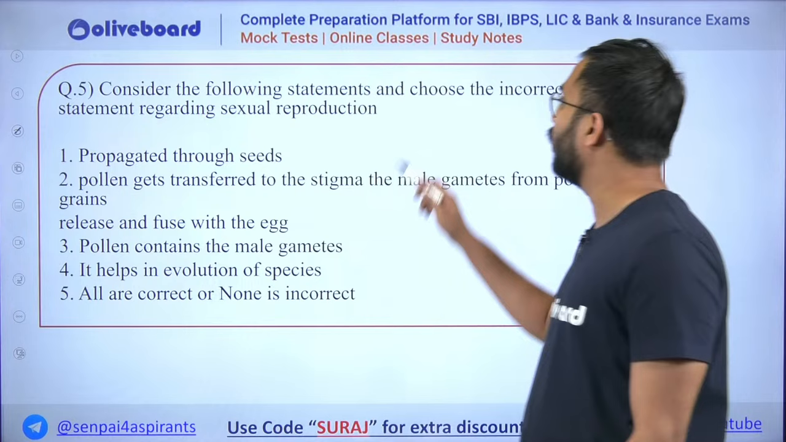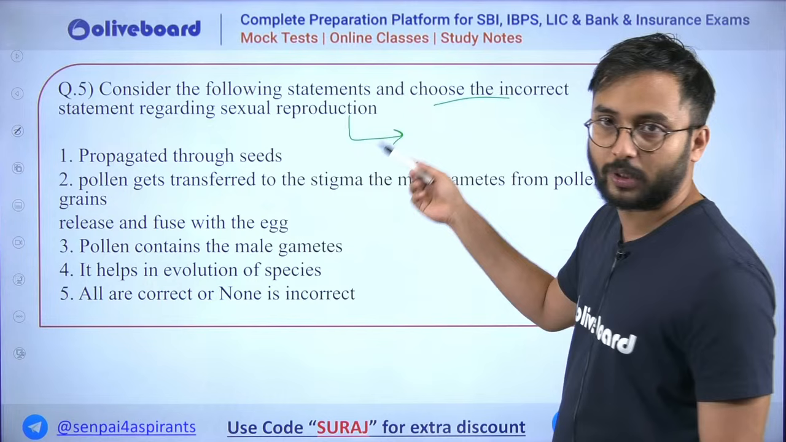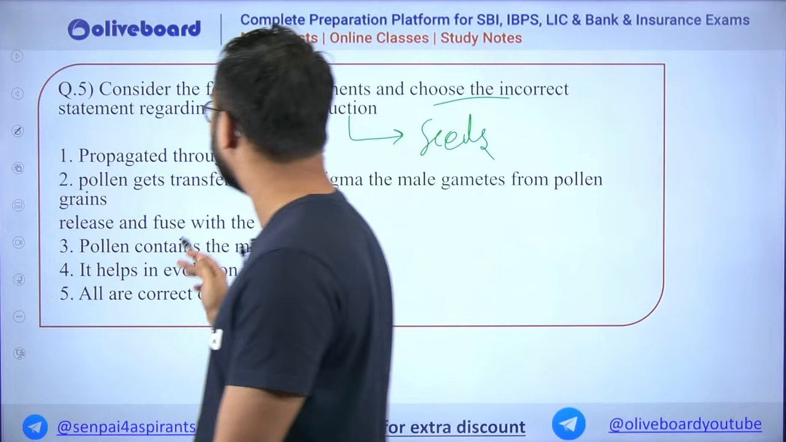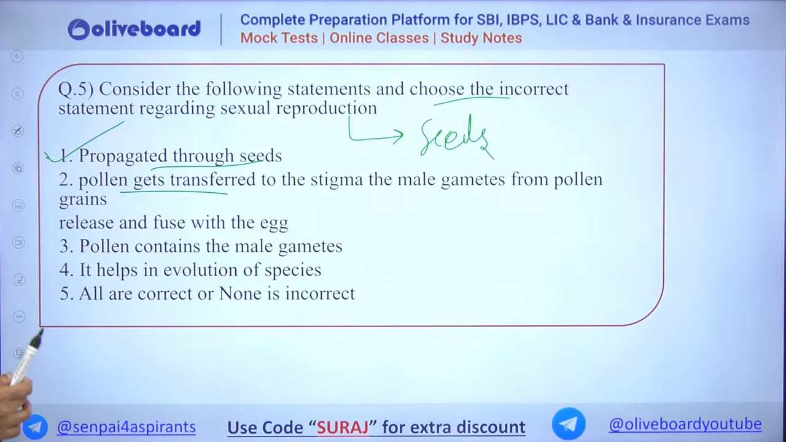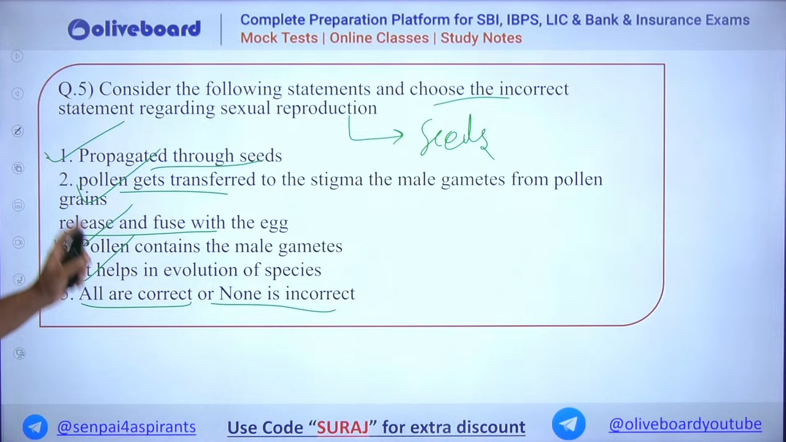Consider the following statements and choose the incorrect statement regarding sexual reproduction. Now, we are talking about sexual reproduction in plants. It is all related to seed pollination, seed germination, etc. Propagated through seeds, that is correct. Pollen gets transferred to the stigma, the male gametes from the pollen grains are released and fuse with the egg, the female gamete. That's correct. Pollen contains the male gametes. Exactly, that is also correct. It helps in evolution of species. Yes, that is also correct. And all are correct or none is incorrect. So try to understand here. The answer is all four statements are correct. Therefore, our answer would be fifth number. Okay, our answer should be fifth.